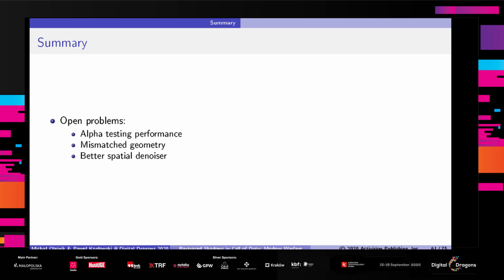Mismatched geometry is the biggest concern, since the modern vertex shading pipeline seems to evolve in a completely orthogonal way to ray tracing with the advent of mesh shaders. And finally, we need to improve our spatial denoising scheme. NVIDIA Raytracing GameWorks provides a good spatial denoiser, but it's not suited to denoising multiple lights. It's worth investigating how it could be integrated with our framework in a performant way.